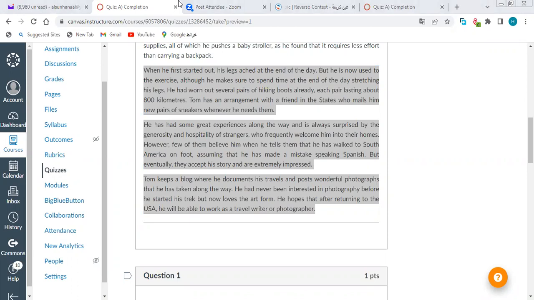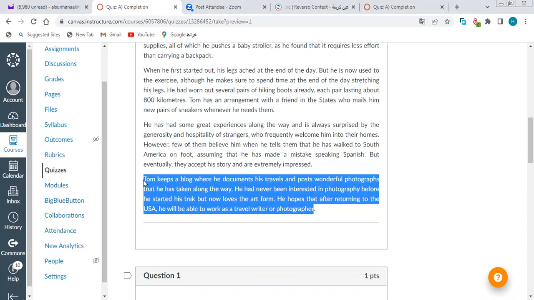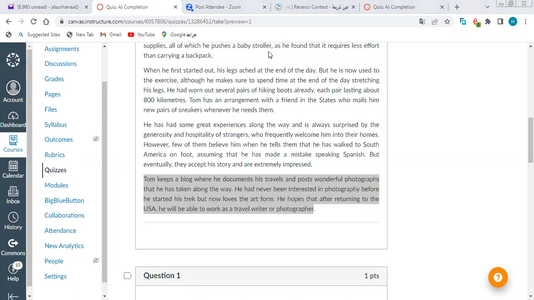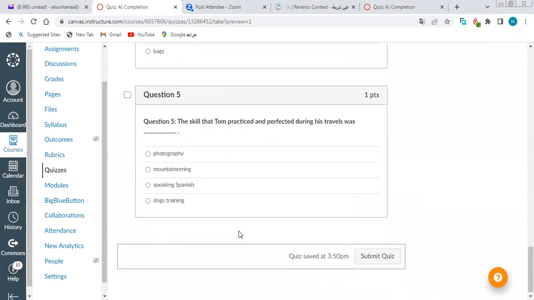Yeah, nice. Okay, photography. You will find it in the last paragraph, by the way. Yes, Saleh, it's photography. This is perfect. The last paragraph explained that he perfected and mastered photography. No, sure, it's not speaking Spanish. It's photography.